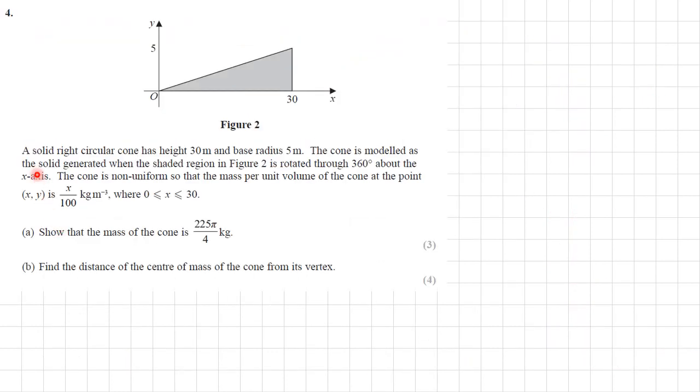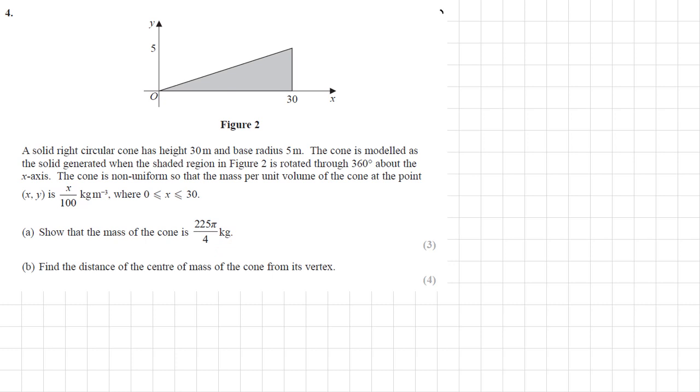Question 4. A solid right circular cone has height 30 meters and base radius 5 meters. The cone is modelled as the solid generated when the solid region in figure 2 is rotated 360 degrees about the x-axis. The cone is non-uniform, so that the mass per unit volume of the cone at point (x, y) is x over 100 kilograms per cubic meter, where x is greater than or equal to 0, less than or equal to 30. Part A: show that the mass of the cone is 225 pi over 4 kilograms.